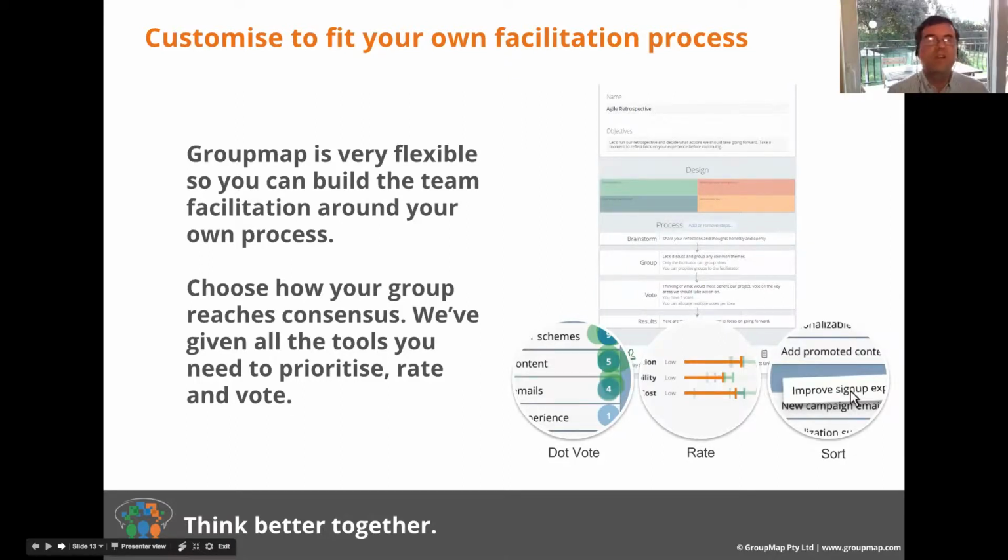Another important feature of a group decision support system is to help the group reach some conclusions, some decisions together. And GroupMap offers a number of options in that regard. So we have, starting from the simple dot voting feature that most group facilitators are so familiar with, you can have participants emulate the dot voting process that you can do in a face-to-face workshop, to more sophisticated voting methods like rating or even sorting. The advantage is that you get all these results instantly.